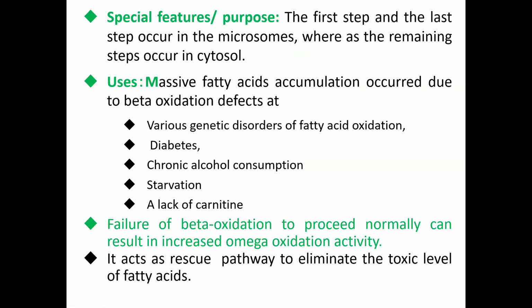Usually the first step and the last step occur in the microsome, while the remaining steps occur in the cytosol. A massive fatty acid accumulation occurs due to the beta oxidation defects. আমি আগে বলেছিলাম যে organisms that have beta oxidation defects, they use fatty acid omega oxidation. Usually this omega oxidation will be observed there. Usually in various genetic disorders, diabetes, chronic alcohol consumption, starvation, lack of carnitine, etc. Failure of beta oxidation to proceed normally can result in an increase in omega fatty acid oxidation.